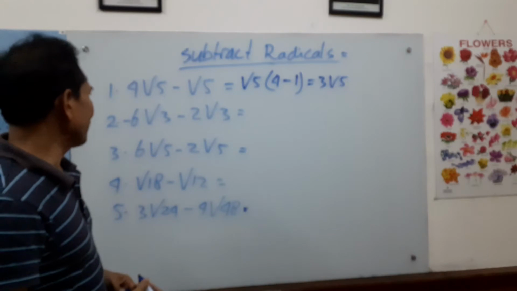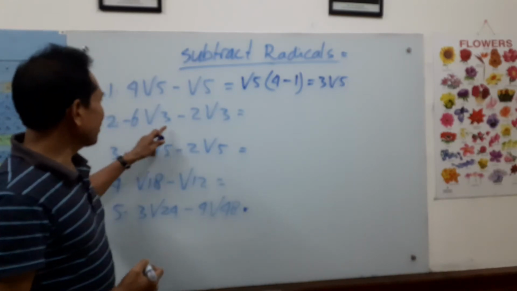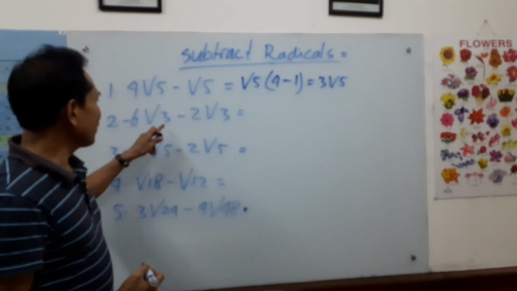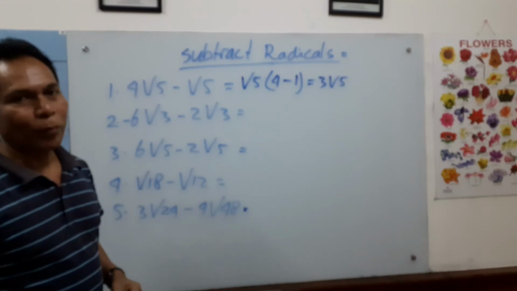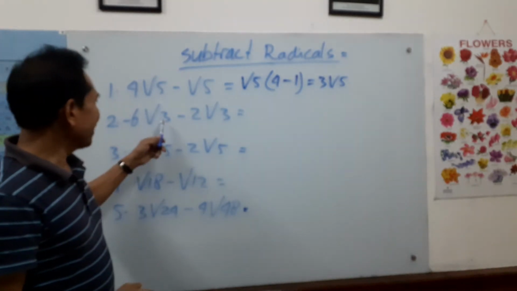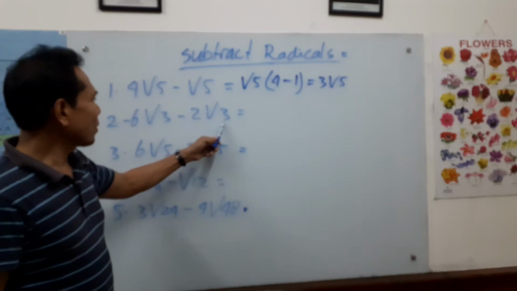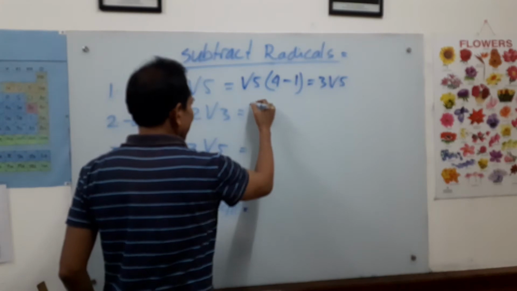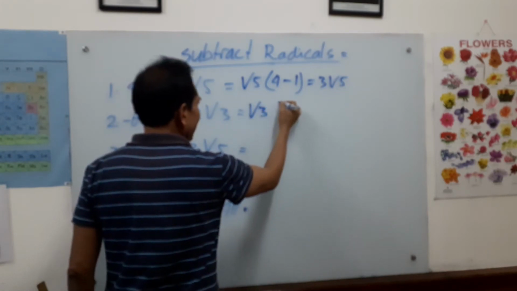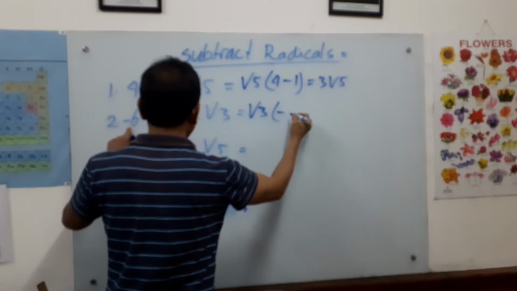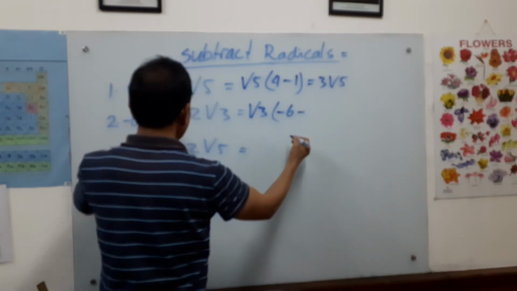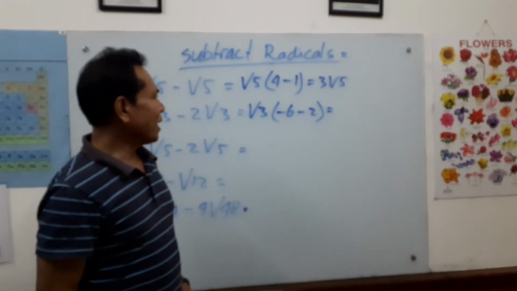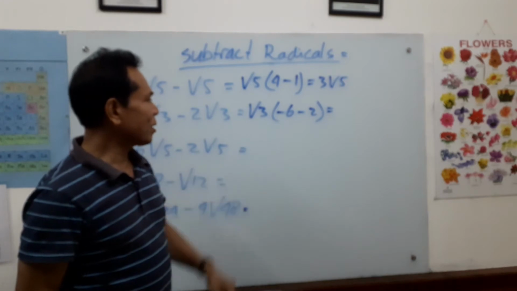Okay, we look at number 2. Minus 6 square root 3 minus 2 square root 3. Again, the radicals are the same. We have 3 here, we also have 3 here. So we can subtract them right away. So we put our square root 3 here, we open the bracket, we bring in minus 6 and also minus 2 here, equals. Now, there is another way to write this expression, minus 6 minus 2.